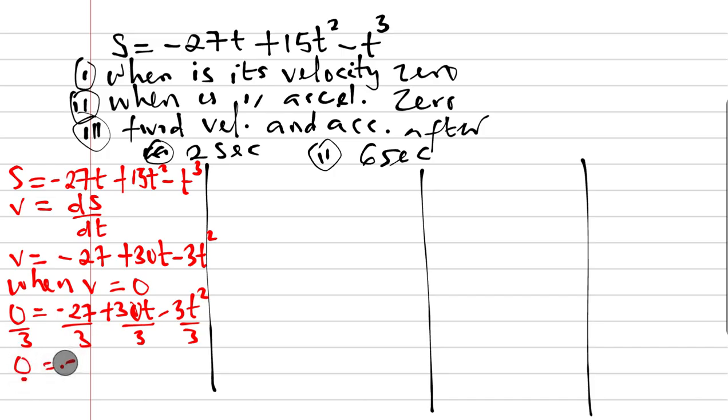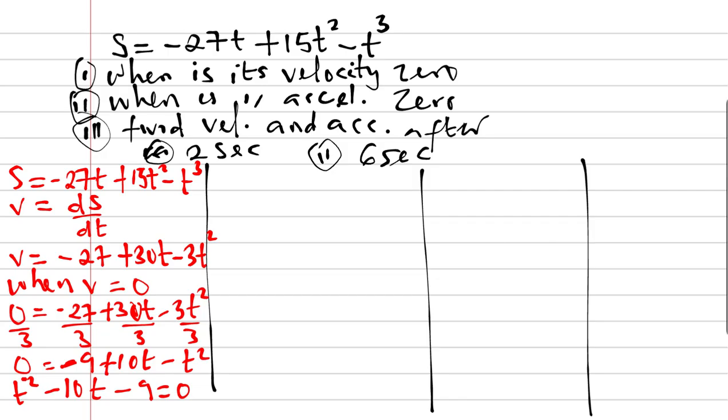If I divide everything by 3, 27 divided by 3 gives 9, so this is minus 9. 30 divided by 3 gives plus 10t. Then minus t squared. So let me rearrange by bringing everything to the left hand side. That will give us t squared minus 10t minus 9 equal to 0. So now this is a quadratic equation.